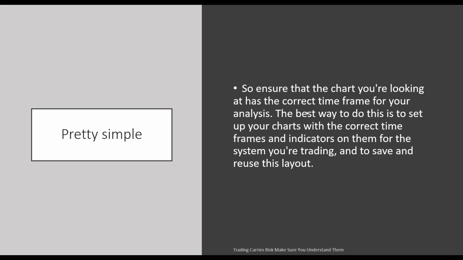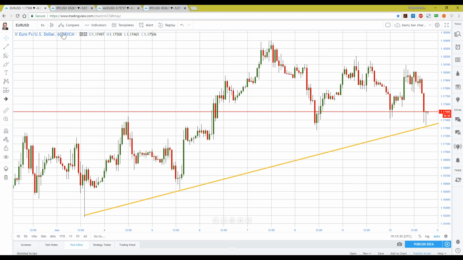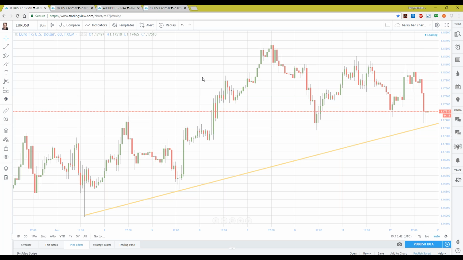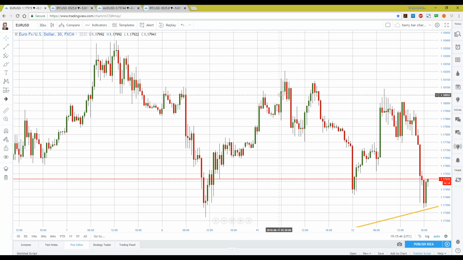So let's go back to the charts. Right now we're looking at the euro US dollar in a 1-hour time frame. But we can pick whatever time frame we want. Price doesn't change, but if we go from a 1-hour chart to a 30-minute chart, what it's done is taken that 1-hour candlestick and broken it into two, the first half hour and the second half hour. So now we get to see price movement more defined.